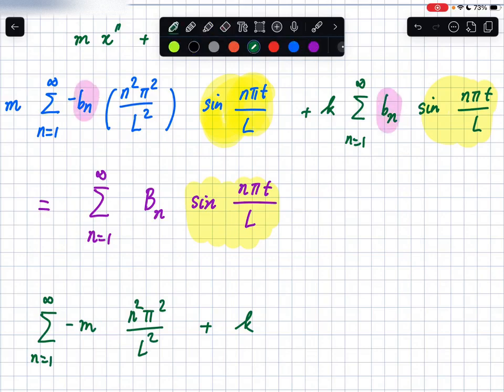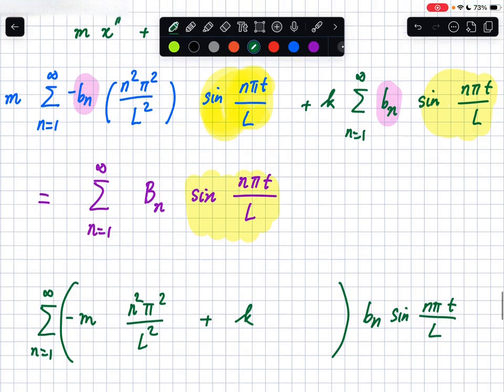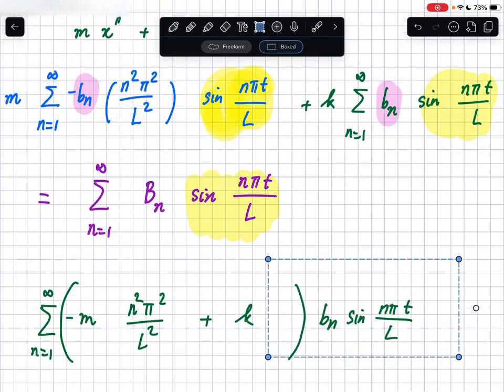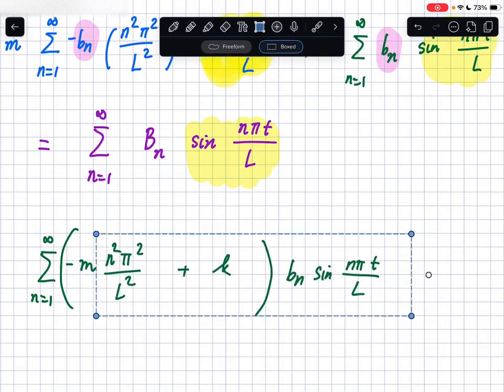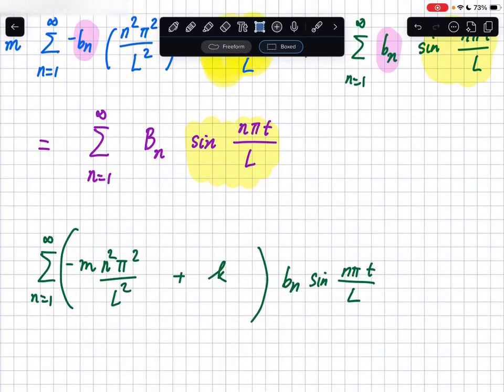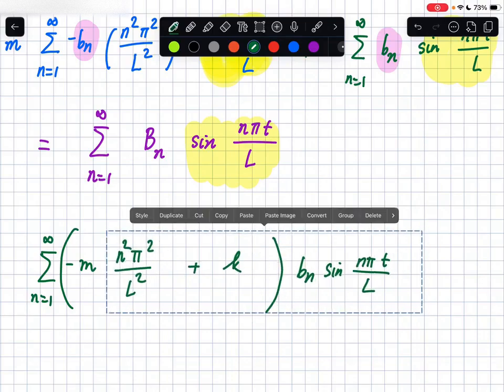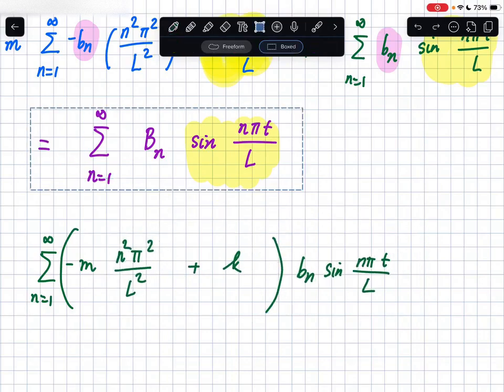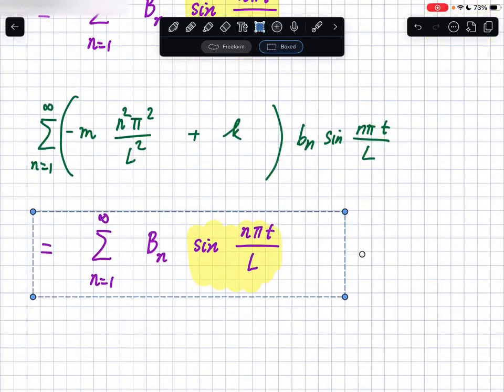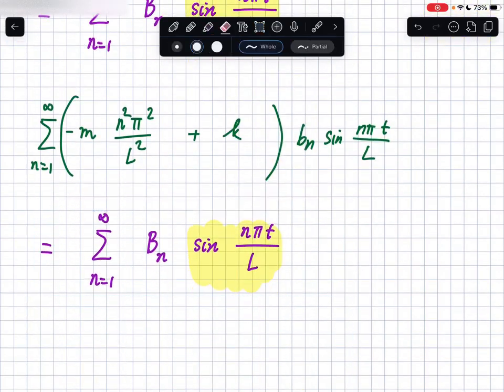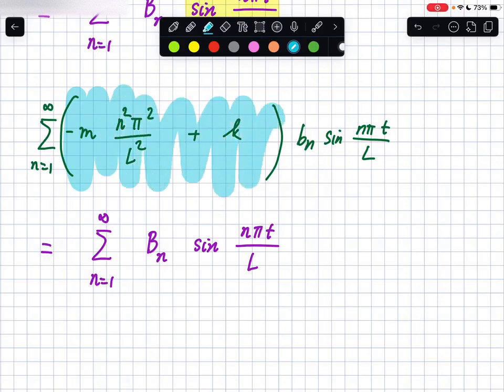bn sine n pi t over L. Inside you have minus this plus k. This is the left hand side. This is our left hand side equal to the right hand side. So we have both sine n pi t over L. So let's equate the coefficient of this one equal to bn for all n.